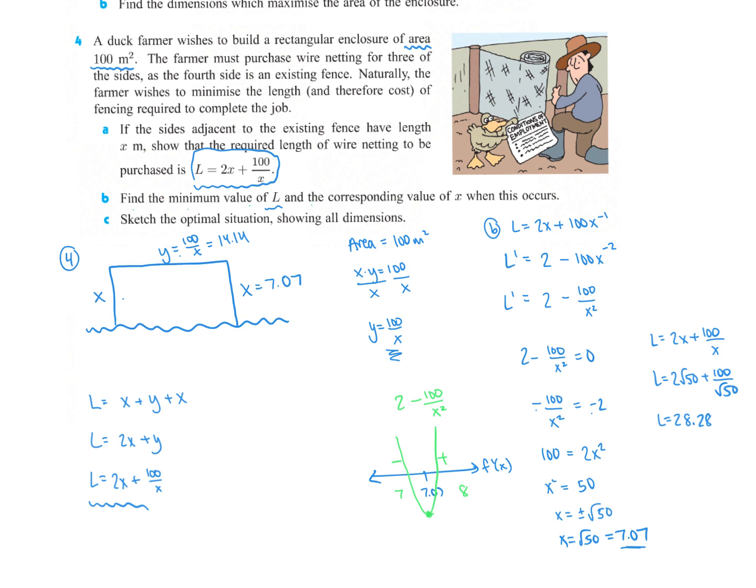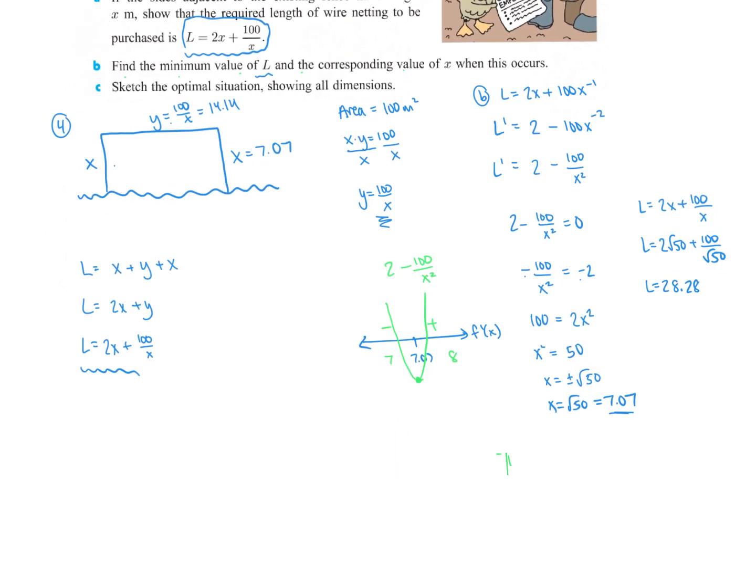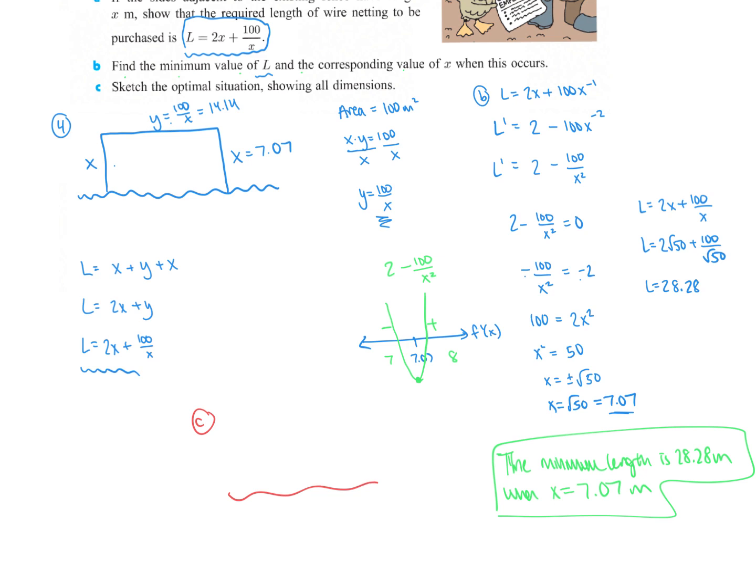So let's make sure we answer the question. Find the minimum value of L and the corresponding value of x for when this occurs. The minimum length is 28.28 meters when x is 7.07 meters. Okay, and then C wants us to sketch the situation. So we have 7.07, 14.14, 7.07 meters.